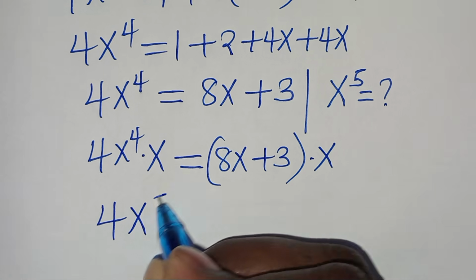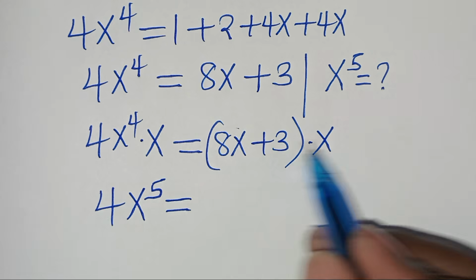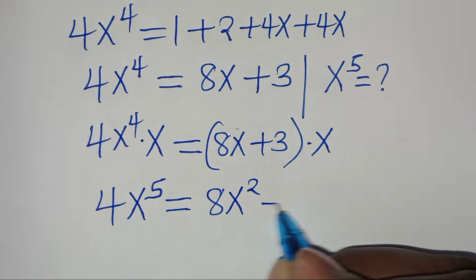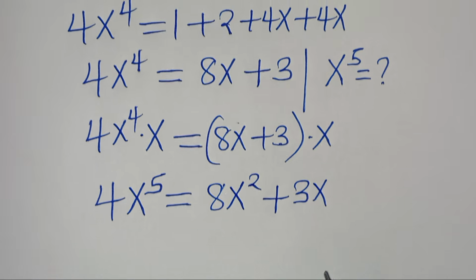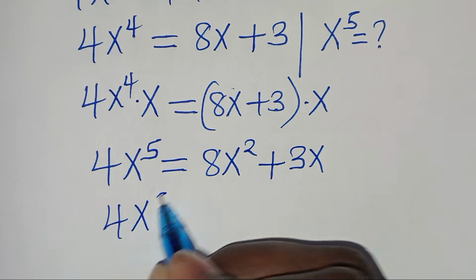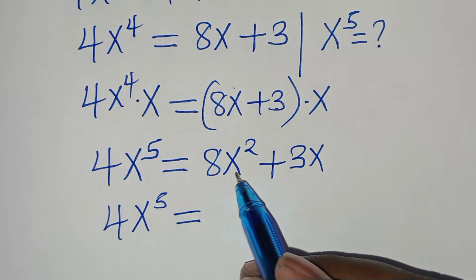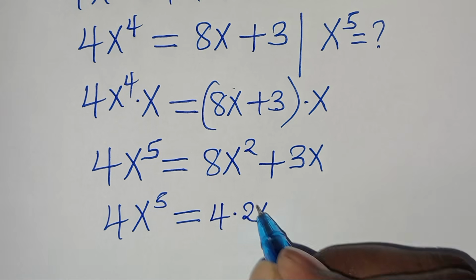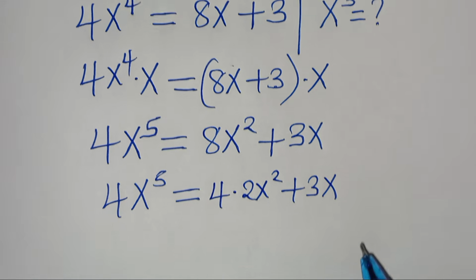So we have 4x to the power of 5. This is equal to, now here we have 8x times x. This is 8x to the power of 2. Then plus 3 times x, this is 3x. Now we have 4x to the power of 5 equal to, now we can express 8x to the power of 2 as 4 times 2x to the power of 2, then plus 3x.